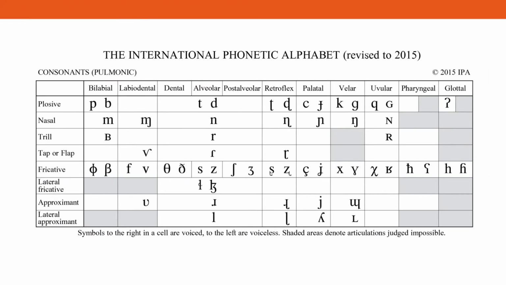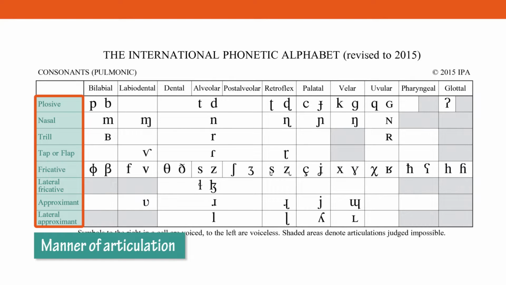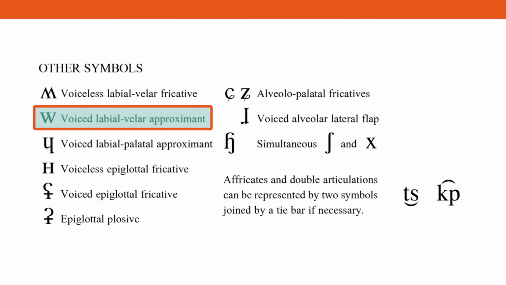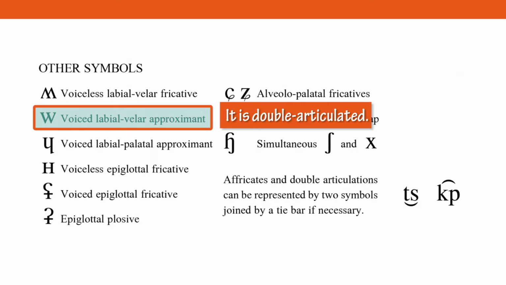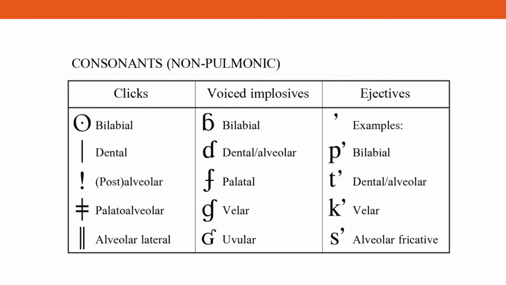The consonant chart has three dimensions: place of articulation, manner of articulation, and voicing. But certain consonants do not fit there. For example, the semiconsonant W here, as you can see, is a voiced labial-velar approximant. So why doesn't it fit into the consonant chart? Because it's not just labial, it is not just velar, it is labial-velar, double articulation, which I've covered in a different video. But today I'm going to focus on this table here that you can see.